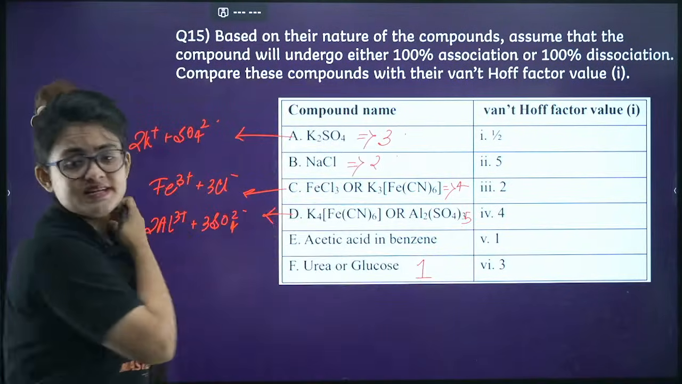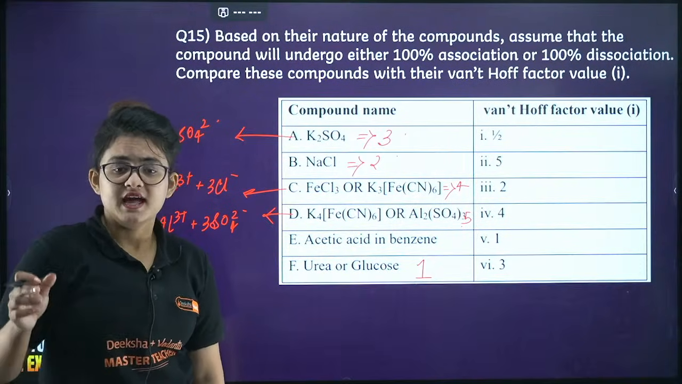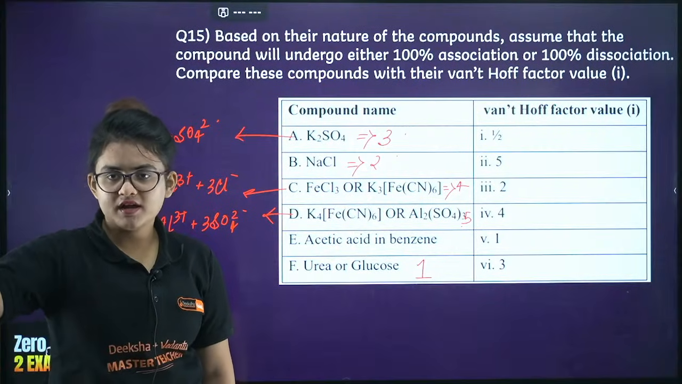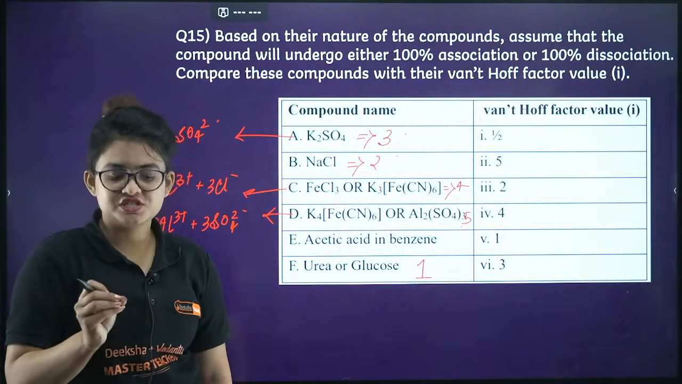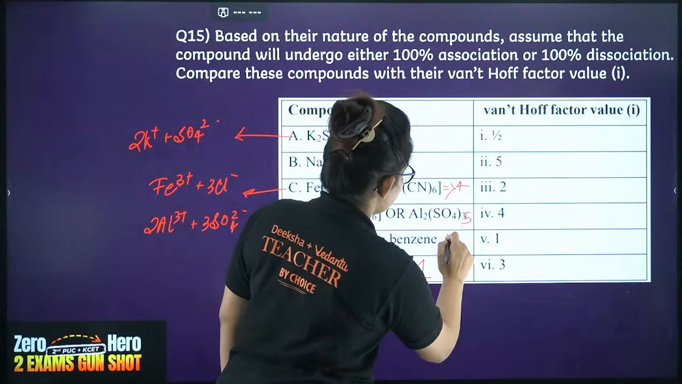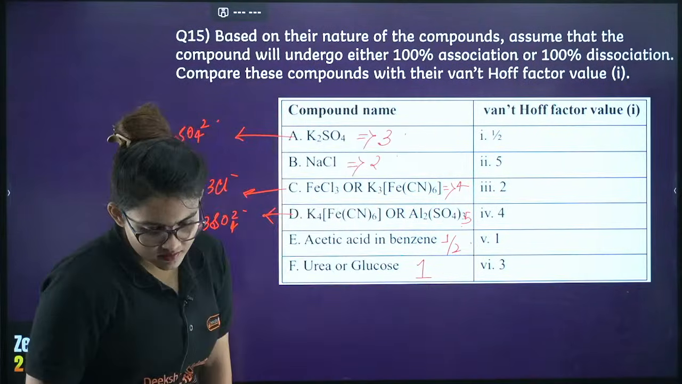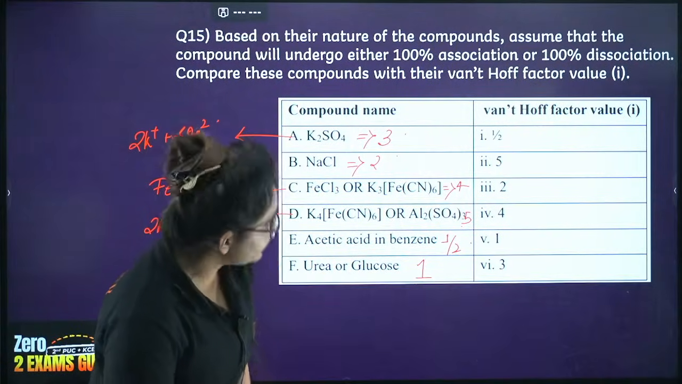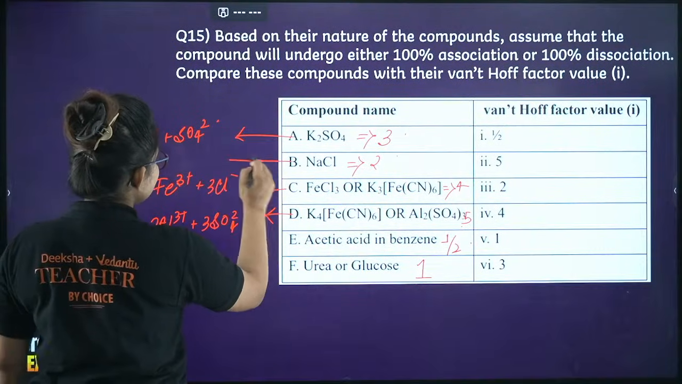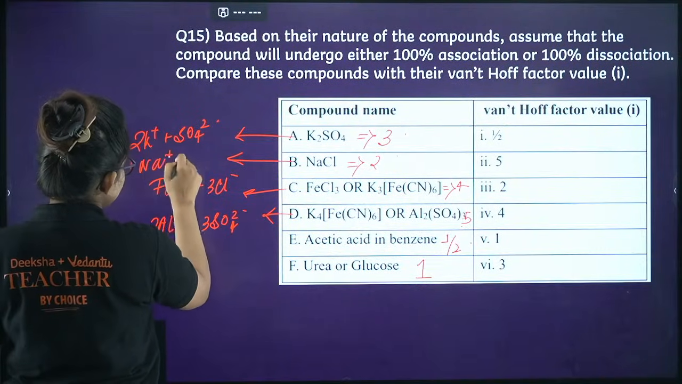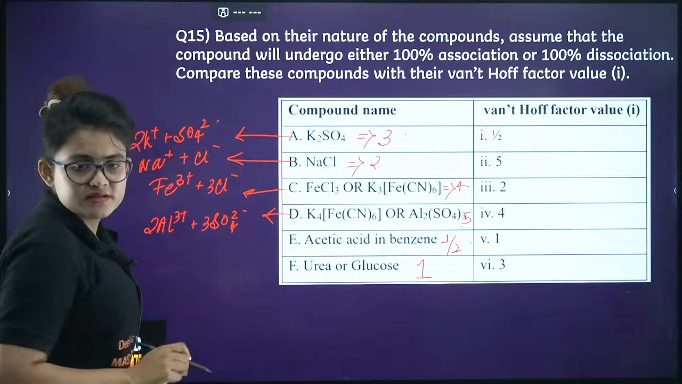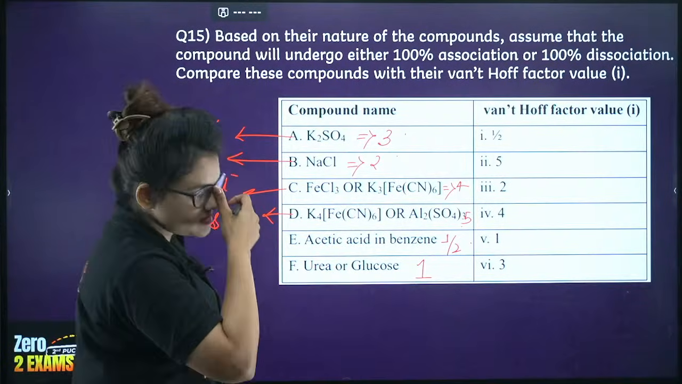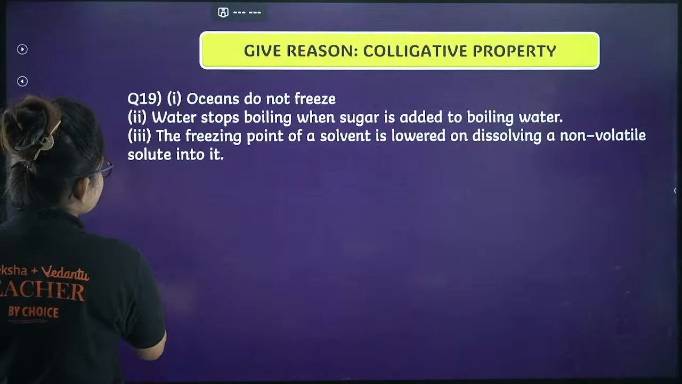Now acetic acid in benzene. Basically acetic acid will undergo hydrogen bonding, right? So 2 acetic acid units will be merged, so in this particular case it will be half. Ma'am, how did you find the Van't Hoff factor for NaCl? Beta, for NaCl, just simply dissociate it, no? Na plus and Cl minus. See how many ions are coming? 2, right? So let's proceed further.